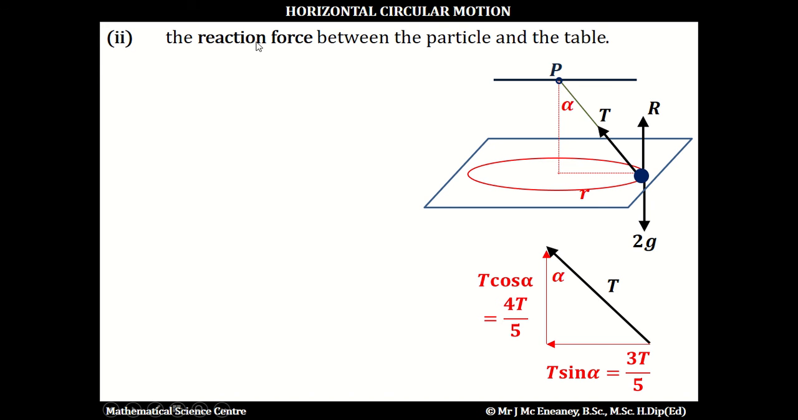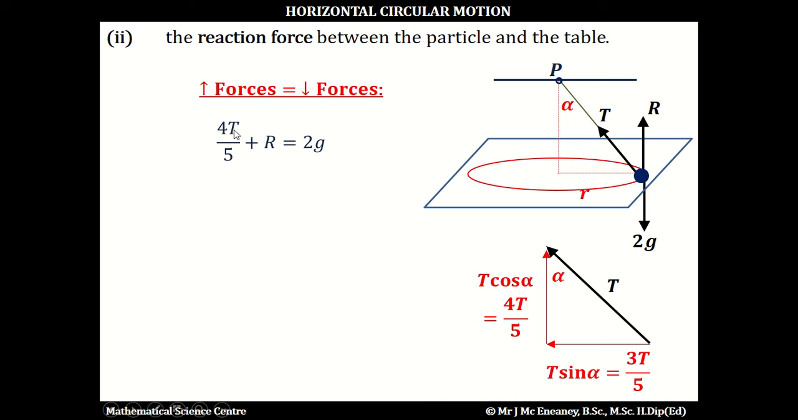And part 2, if we want to find the reaction force between the particle and the table. Now, because the particle is only moving in a horizontal motion, this means vertical forces are equal. So the upward forces are going to equal the downward forces. Now, we've got 2 upward forces. We've got a 4T/5 acting up. We've got the normal reaction R, and this is going to equal the downward force, which is 2g.